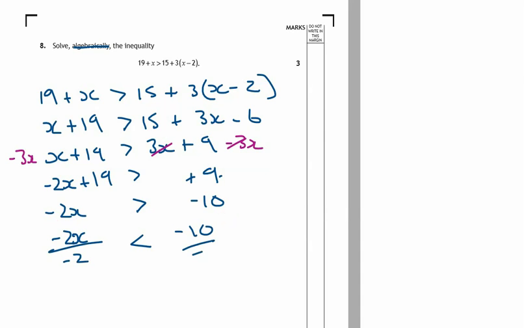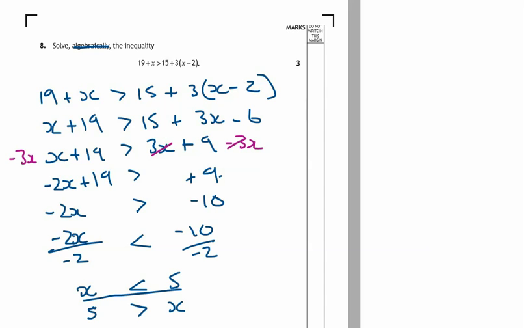So actually, at this point, you want to show the sign changing. Okay. So obviously, this just becomes x, and this becomes 5. So if x is less than 5, then 5 has got to be greater than x. These are the two options you could have. It's fine just to leave it like this. But that's the only rule you need to know.